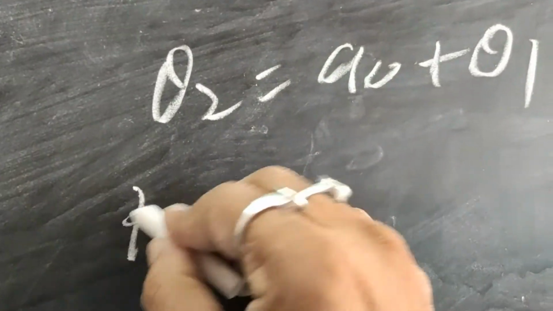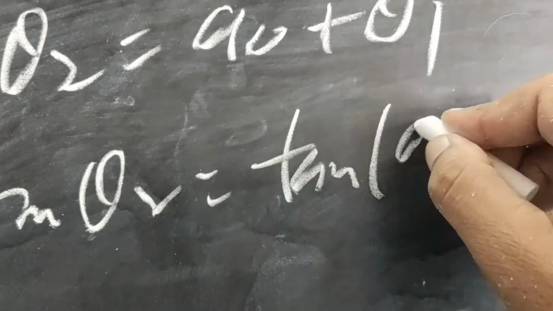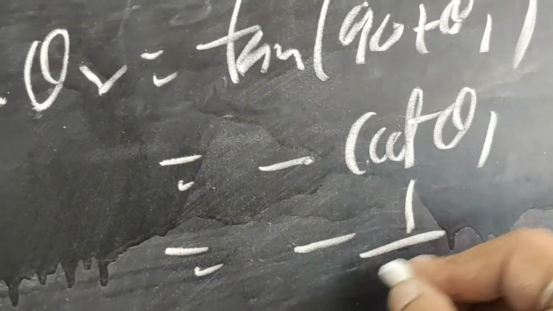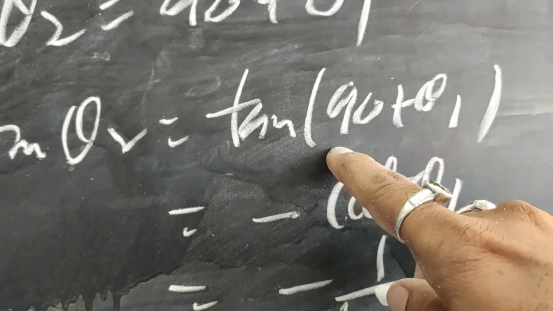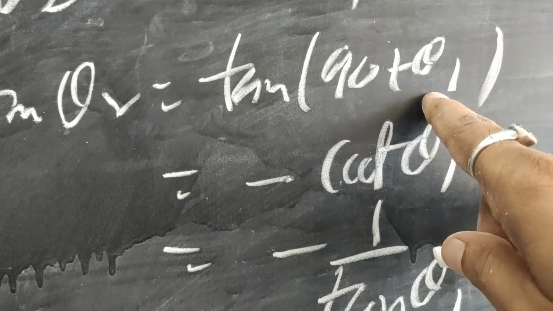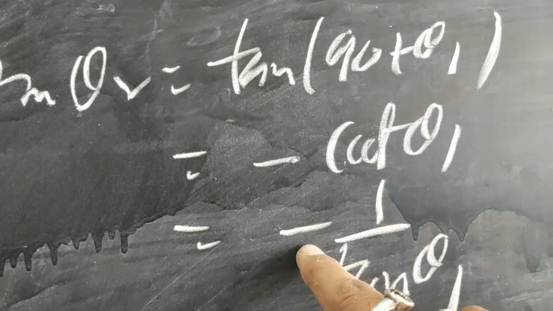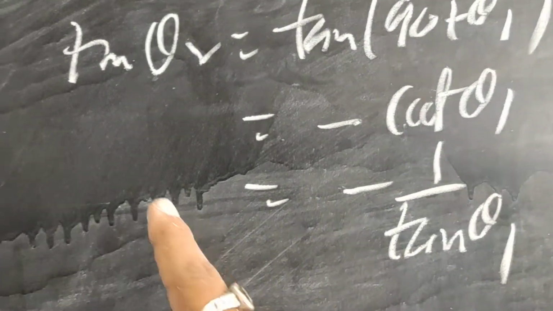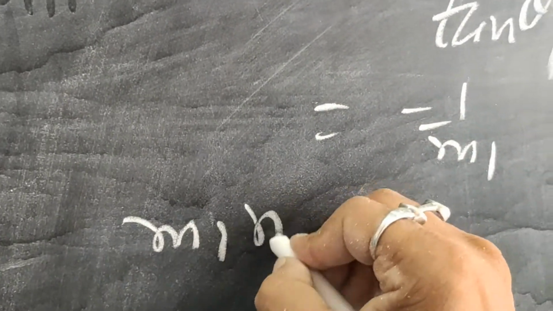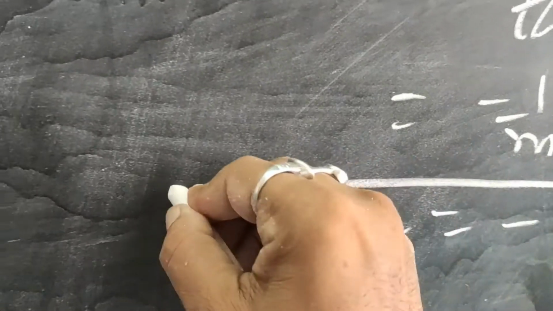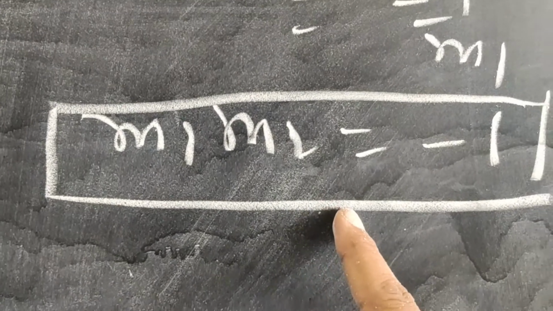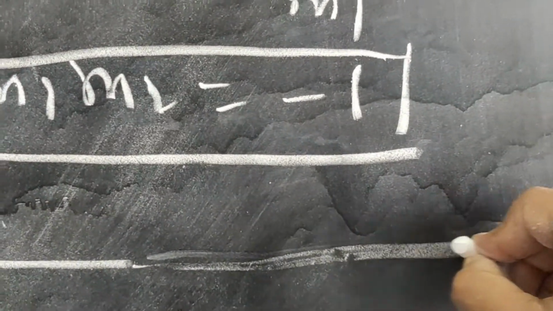right? So taking tan both sides, tan of 90 plus theta 1, we can say is minus cot theta 1, and it is minus 1 upon tan theta 1. Using 90 in trigonometry, you know tan changes to cot. It is in the second quadrant, therefore tan is negative, it is minus, and cot is 1 upon tan. Now this one is m2, and this one is m1. So we can say their product is equal to minus 1 if lines are perpendicular. If lines are perpendicular, their product will be minus 1, right?